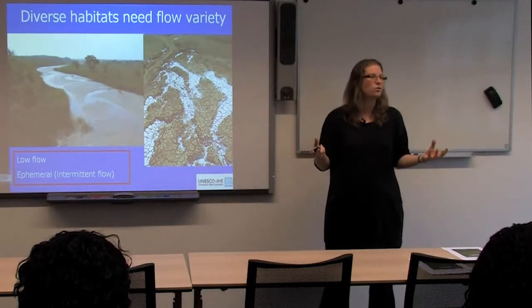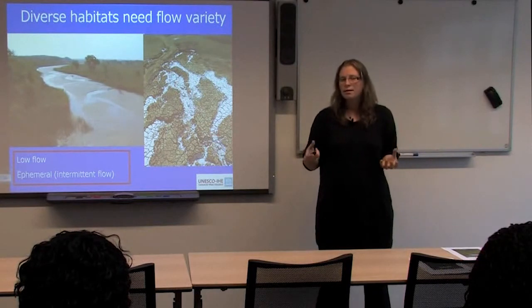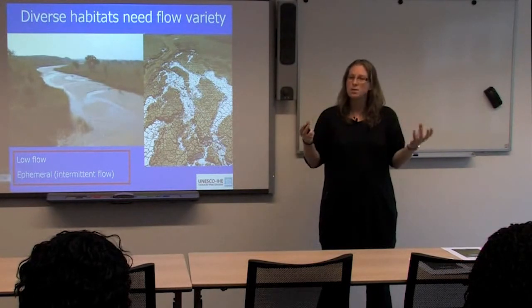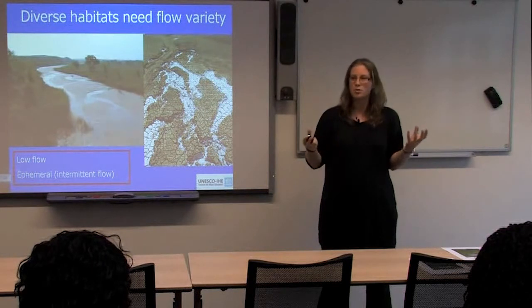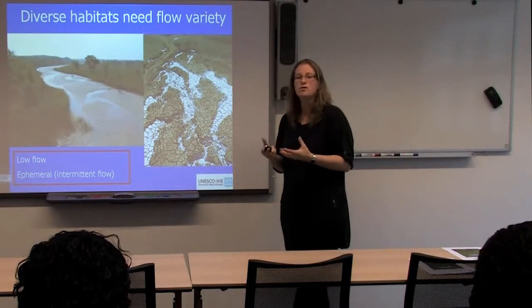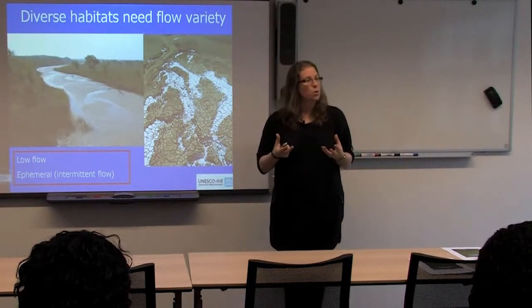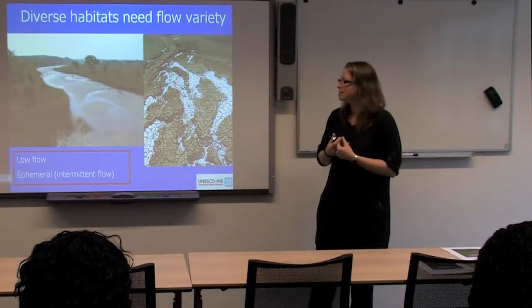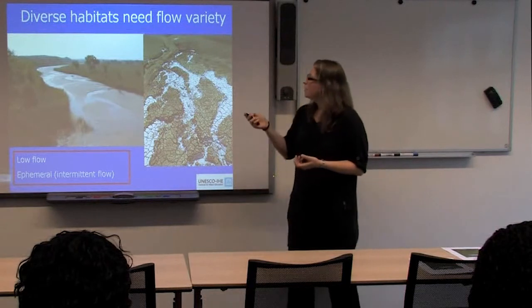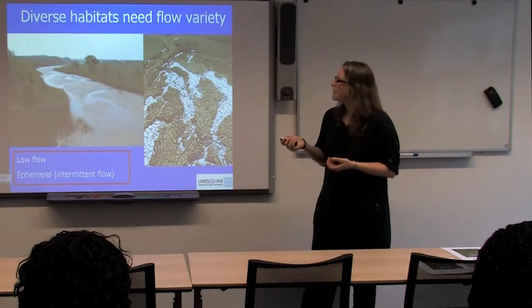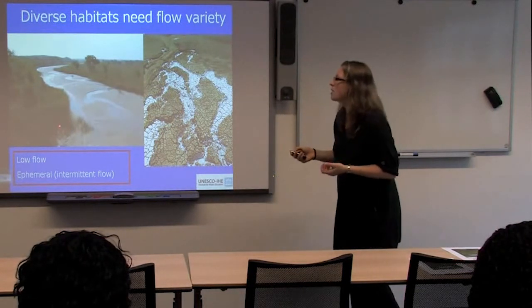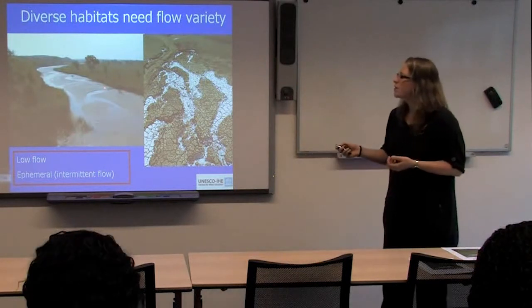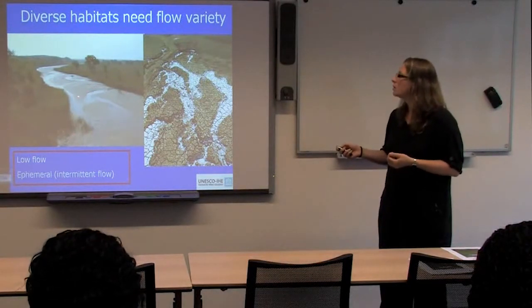So if a river was uniform and like a canal that you see out here, you would only get some forms of habitat, some forms of species. So diversity is often what we look at to support really diverse ecological communities. So if we're talking about diversity, here, for example, are two examples of low flow.